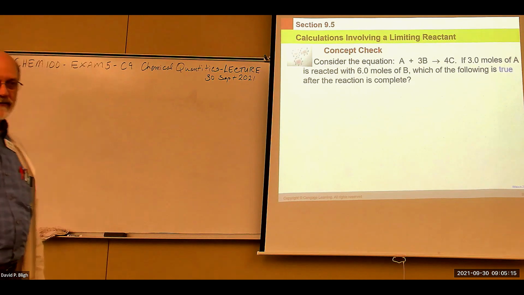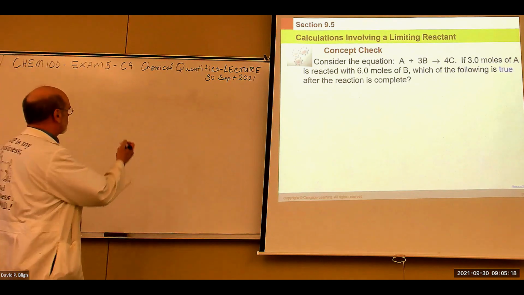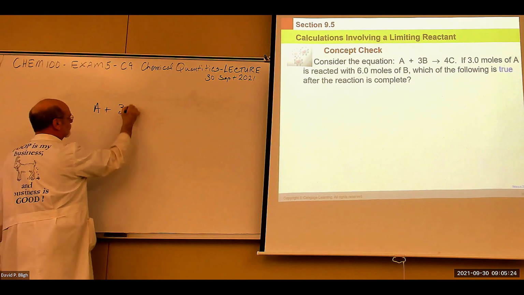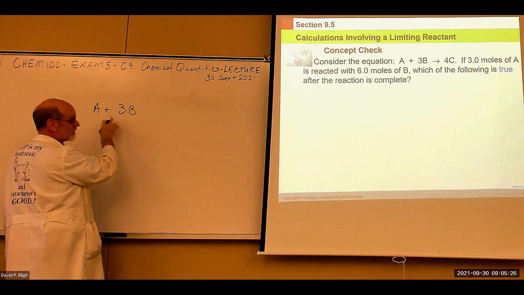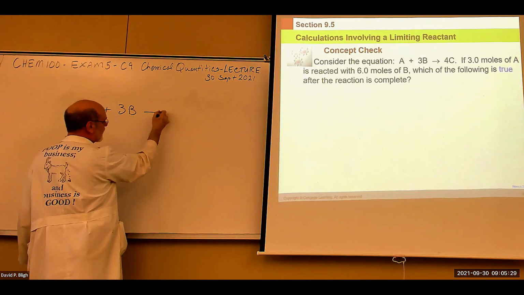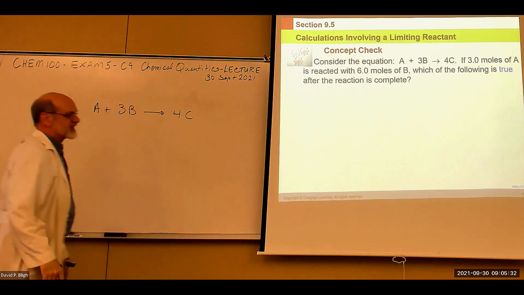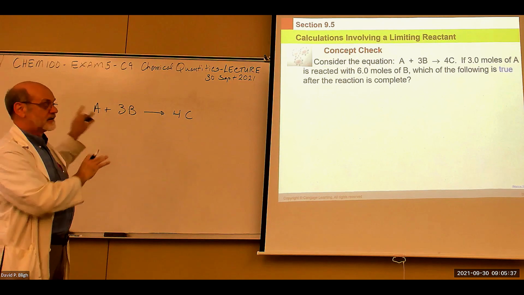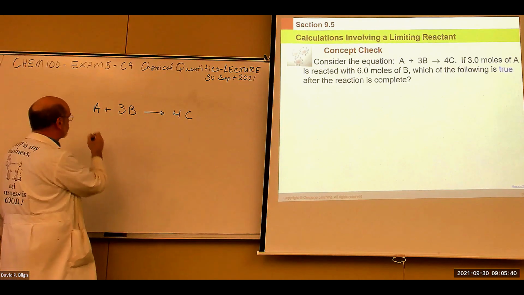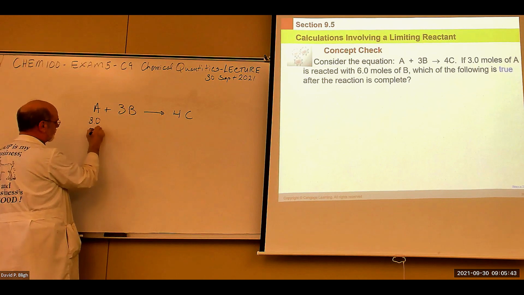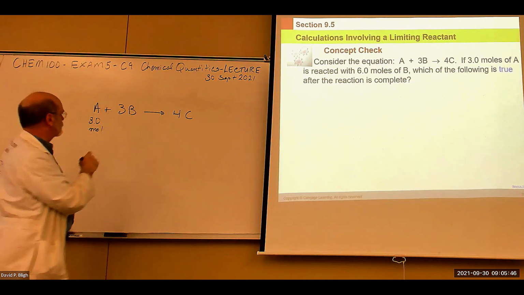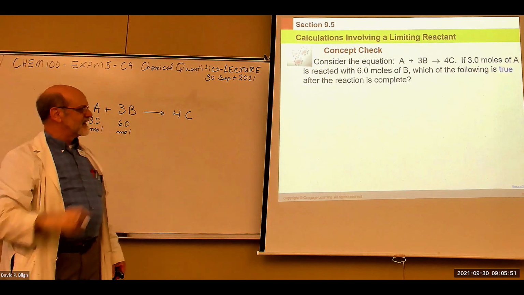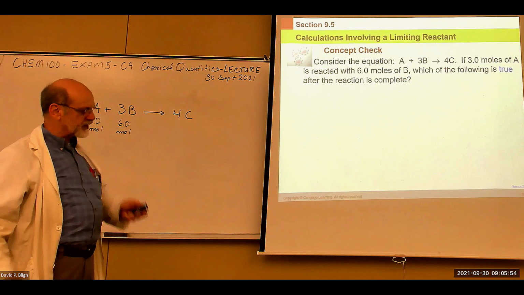All right, I guess I'm going to have to use an A-B here, simply because I don't think I have any other options. A plus 3B. So this reactant and that reactant are in these ratios, and together they produce 4C. So we're going to put that information up here, extract it from the problem: 3 moles of A react with 6 moles of B. Which of the following is true after the reaction is complete?